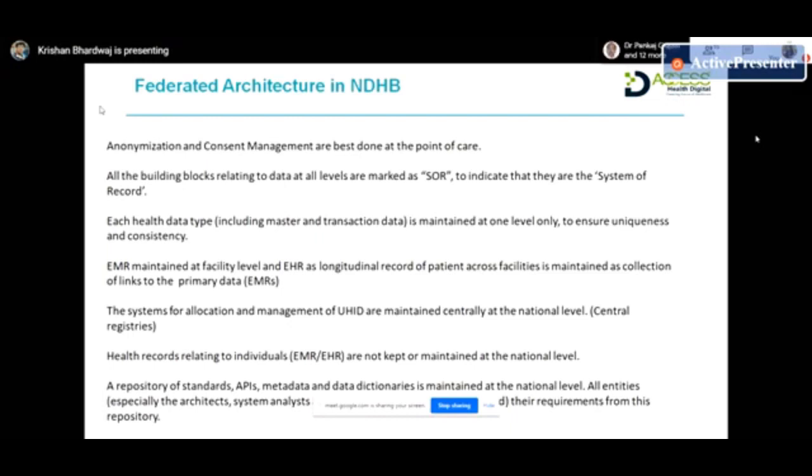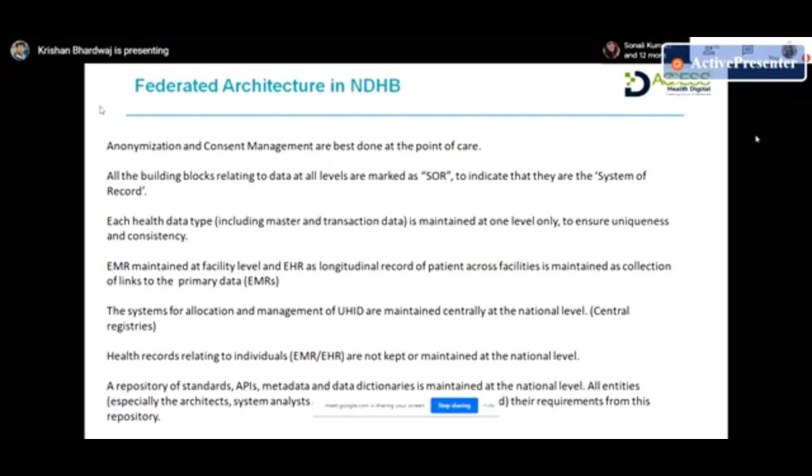So to sort out this problem, what they say is, anonymization and consent should happen right at the source where it is generated, rather than at the aggregation point, because aggregation will happen somewhere at a different level. Each and every hospital that maintains the data should also be responsible for ensuring the privacy of the patient, security of the patient, and ensuring that the patient has authorized sharing that data.